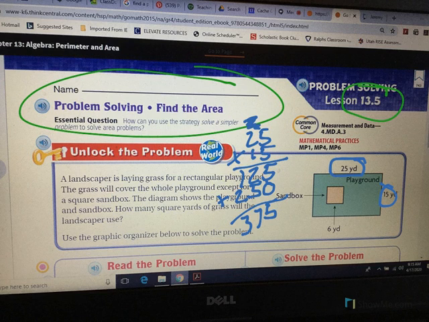One thing about the sandbox, what do you notice? Yes, it's a perfect square. So 6 times 6 is 36. I can minus out 36. I can't do 5 minus 6, so I'm going to borrow from the 7, make it a 6, and make that a 15. 15 minus 6 is 9. 6 minus 3 is 3. 3 minus 0 is 3. So the area is 339.